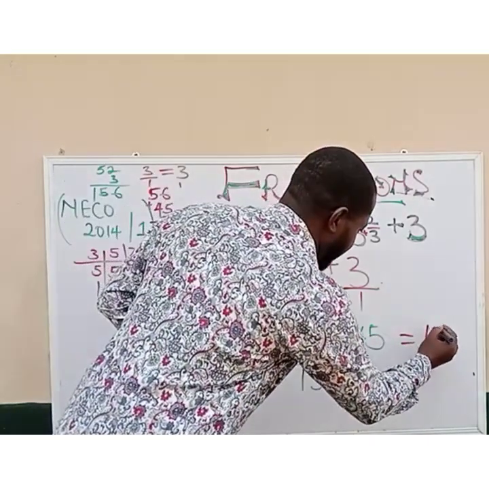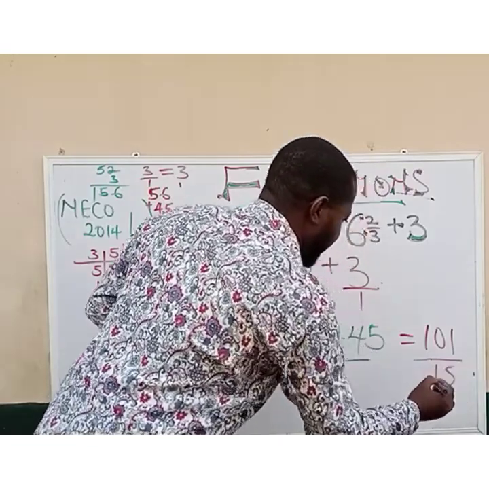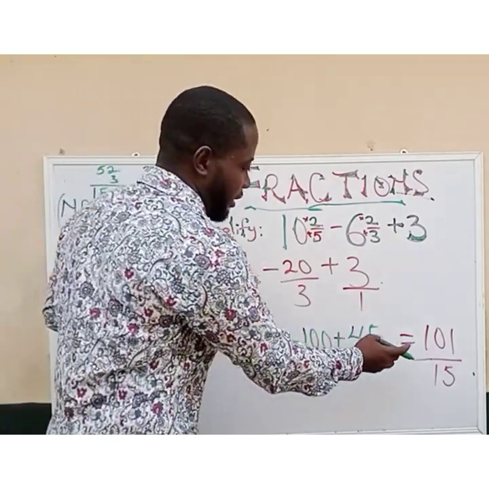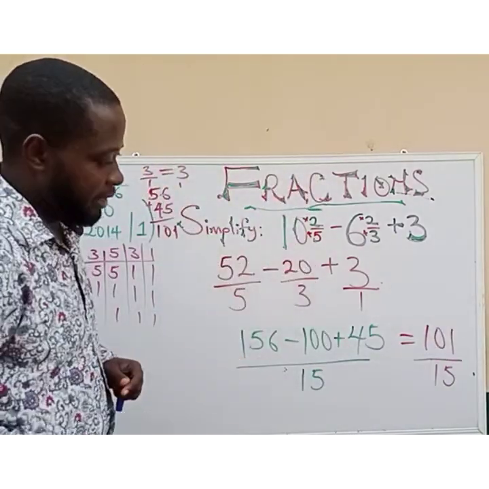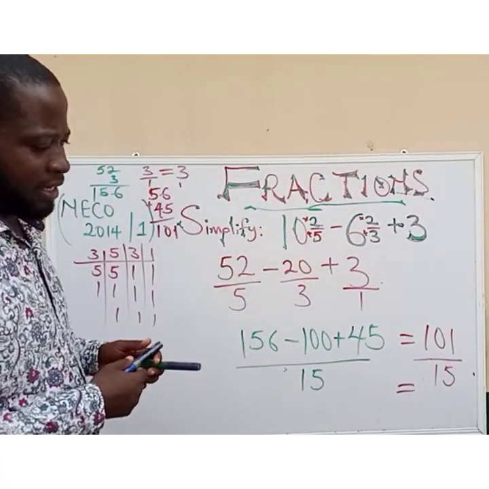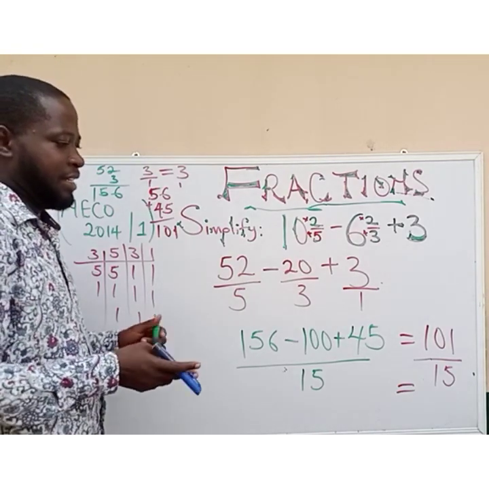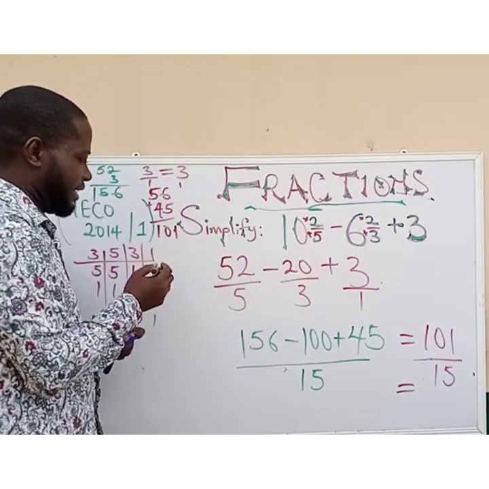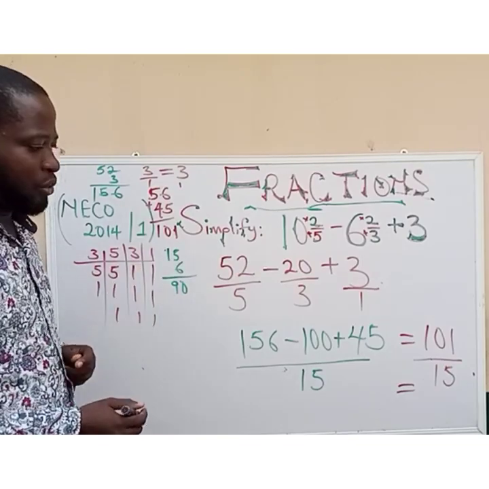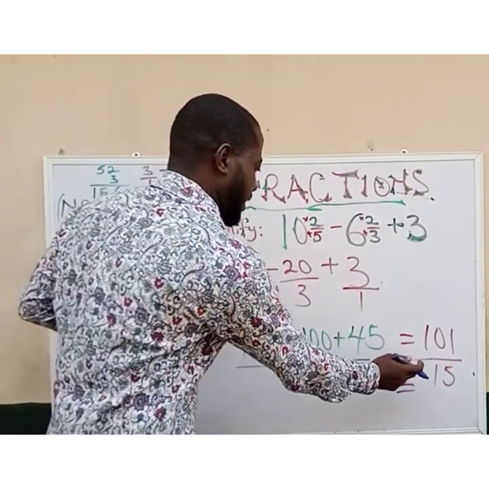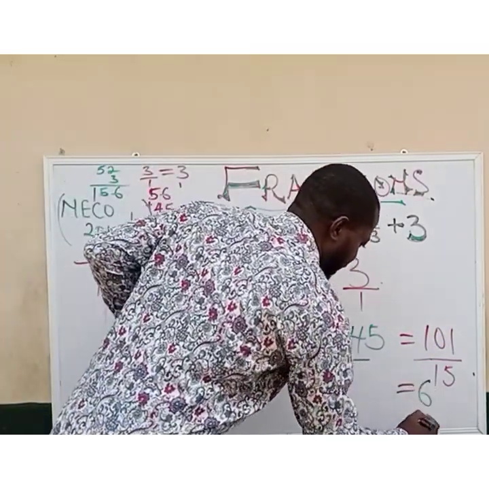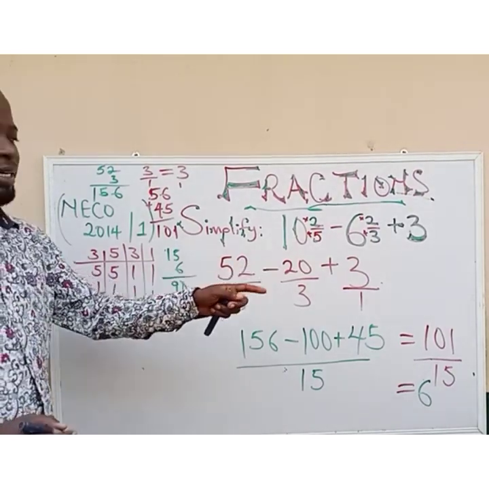So 101 divided by 15. Now, 101 divided by 15 simply means how many 15 can you see in 101? Then the remainder we write it out. Now, how do we do that? So this is very simple. 15 multiplied by 6, that's going to give us 90. So in that case, that means 15 can go in 101 6 times. So that means 15 in 101, 6.